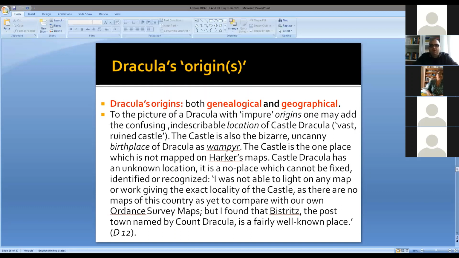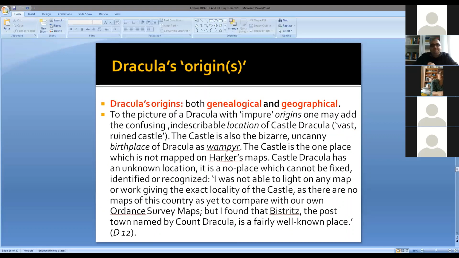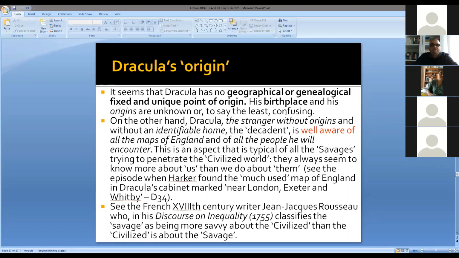I was not able to light on any map or work giving the exact locality of the castle, as there are no maps of this country as yet to compare with our own ordnance survey maps, but I found that Bistritz, which is a real city, the post town named by Count Dracula, is a fairly well-known place. So it is a castle which is located around some historical real places, but is not exactly located. It is actually a no place. It can't be fixed. It has no fixed origins.